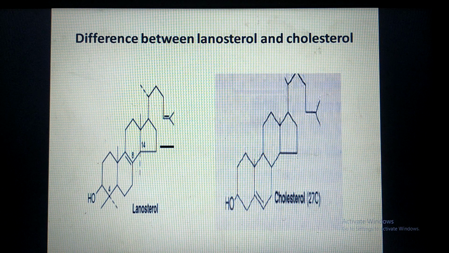Second, if you compare the structure of cholesterol and lanosterol, you find that there are two unsaturated bonds in lanosterol, between the 8-9 position and the 24 and 25th position, whereas in cholesterol there is only one unsaturated bond, which is present between the 8th and 9th carbon. So this is the difference between lanosterol and cholesterol.